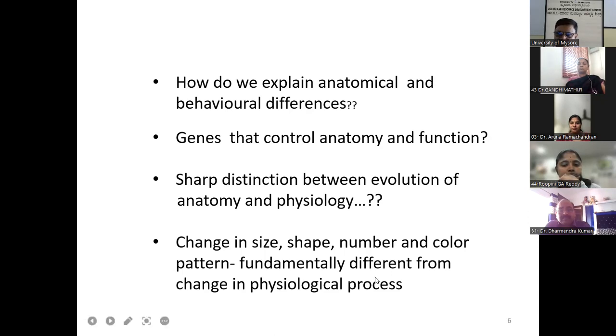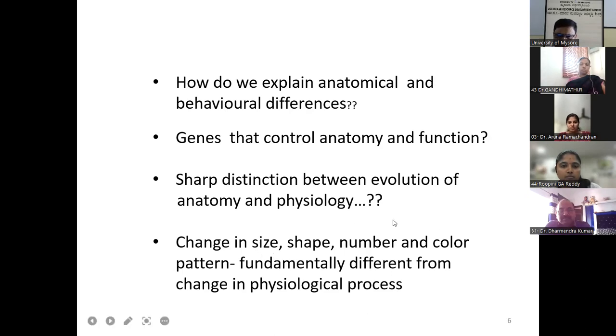Are there genes that specifically control anatomy and function? This is the question that actually engaged the minds of people in the 70s and 80s. When genome sequences were not available, there were only examples of mutations that change the functions, but we had absolutely no genetic basis to understand evolution of structure and function.